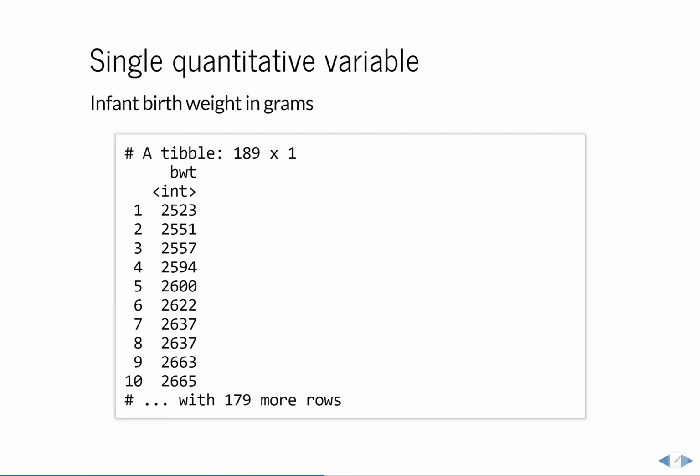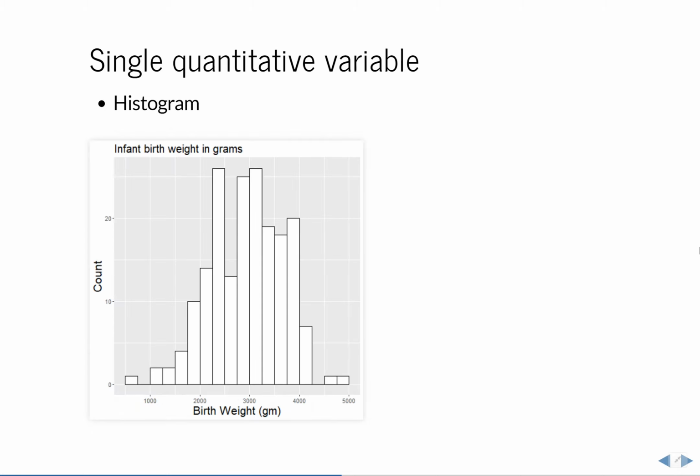Another test that I use for numerical data is, does it make sense to take the average of this pile of numbers? Is that average a meaningful quantity to report? And yes, I would say that the average birth weight is a meaningful quantity to report. So this is very clearly numerical data. And for my money, the histogram is the best way to visualize a single quantitative variable.